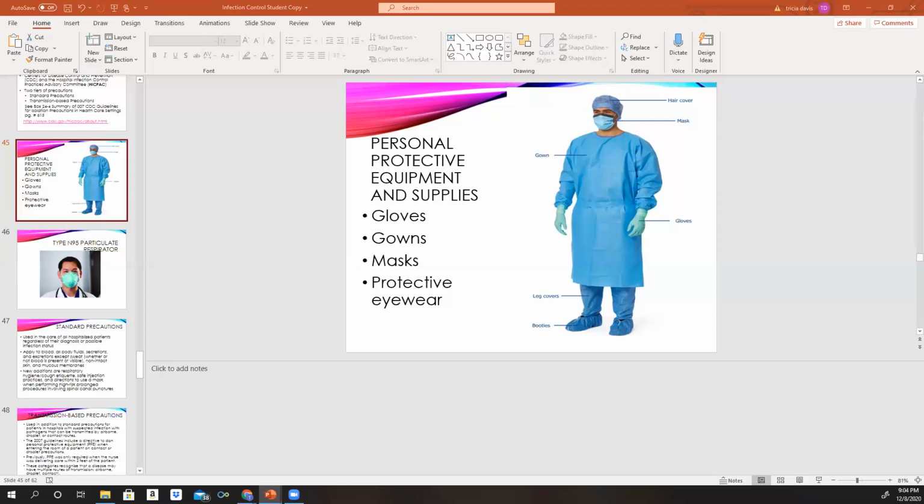So we know we're going to wear masks. God, we've heard so much about masks, right, with COVID-19. So masks help prevent the wearer from inhaling large particle aerosols, which usually travel about 3 feet, and small particle droplets, which can remain suspended in the air and travel much longer distances. Masks also protect the patient from the respiratory secretions of the healthcare worker.